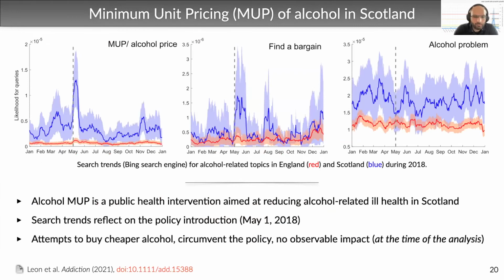Here is a qualitative analysis where we looked at time series of alcohol-related searches before and after the application of minimum unit pricing for alcohol sold in Scotland, a policy that aims to reduce alcohol-related ill health. We've seen the expected, that is an increased amount of searches around the date of the policy application, which was more pronounced in Scotland, depicted with blue, rather than in England, using red color. We've also seen potential attempts to circumvent the policy and buy alcohol outside Scotland, but we didn't observe any short-term positive impact during the first year of application.